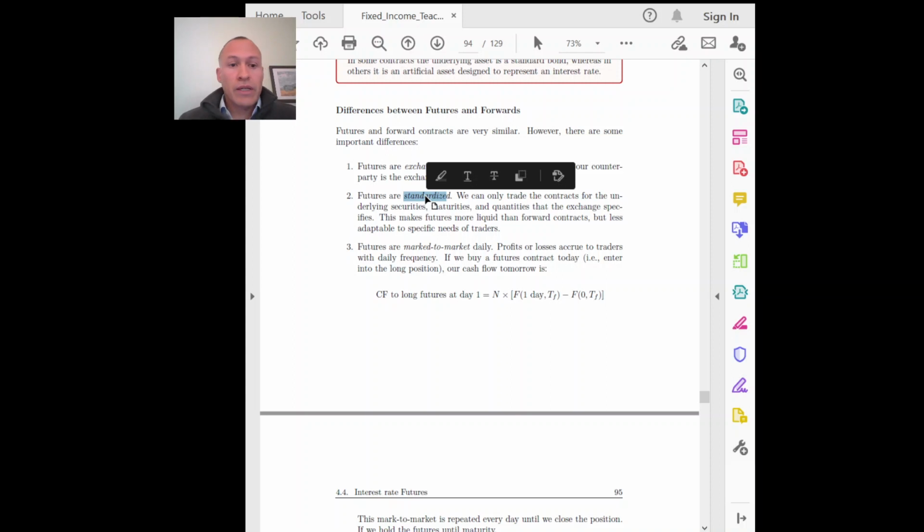A third difference is that futures are marked to market every day, meaning that every day we compute profits or losses, and we have to pay those profits or losses. So I start a position in a futures contract, and at the end of one day I have to settle the profit or loss. The cash flow is computed as we defined in the forward contracts. It's the price at which I started the futures and the price at the end of the day. So it's replacing the B in the previous formula for the forward contract.